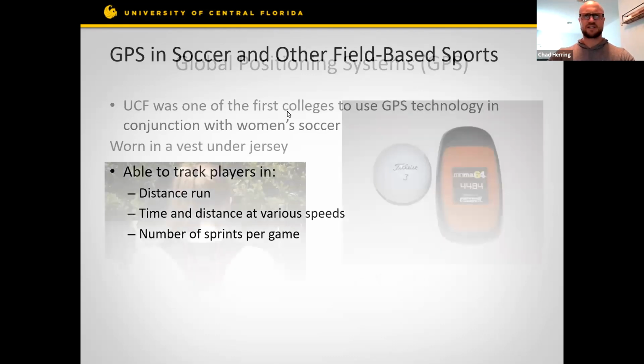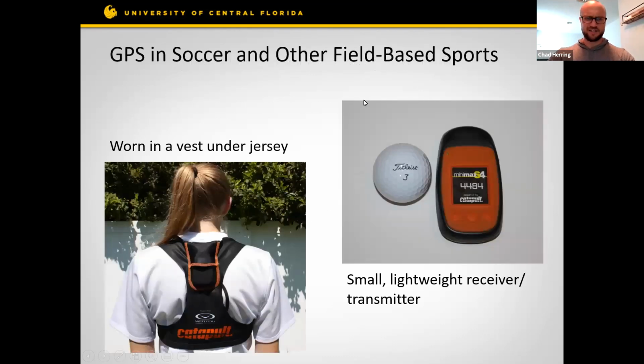So here we can see just what these are. Again, these pictures are a little dated, but they haven't changed too much.